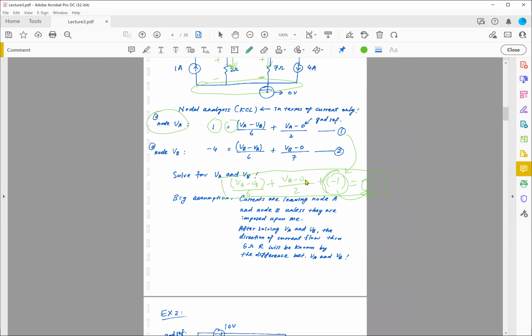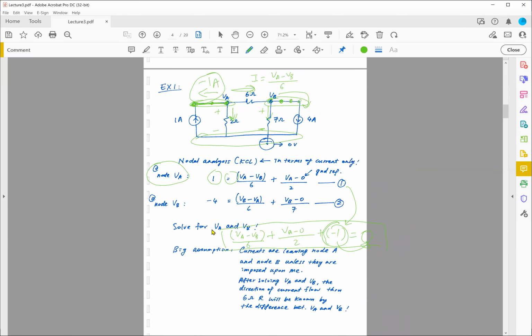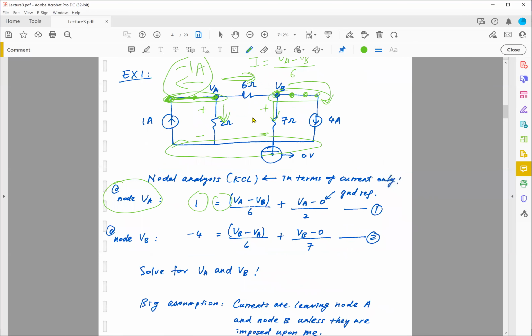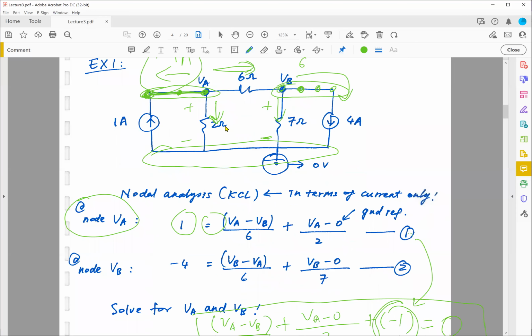Assuming you have found your VA and VB, if I ask you to find the voltage drop across the 2 ohm and 7 ohm, then you know that the voltage across 2 ohm is nothing but just VA, because this voltage is simply VA minus 0, and that's just VA. Then similarly over here, VB minus 0, so this voltage is simply VB.